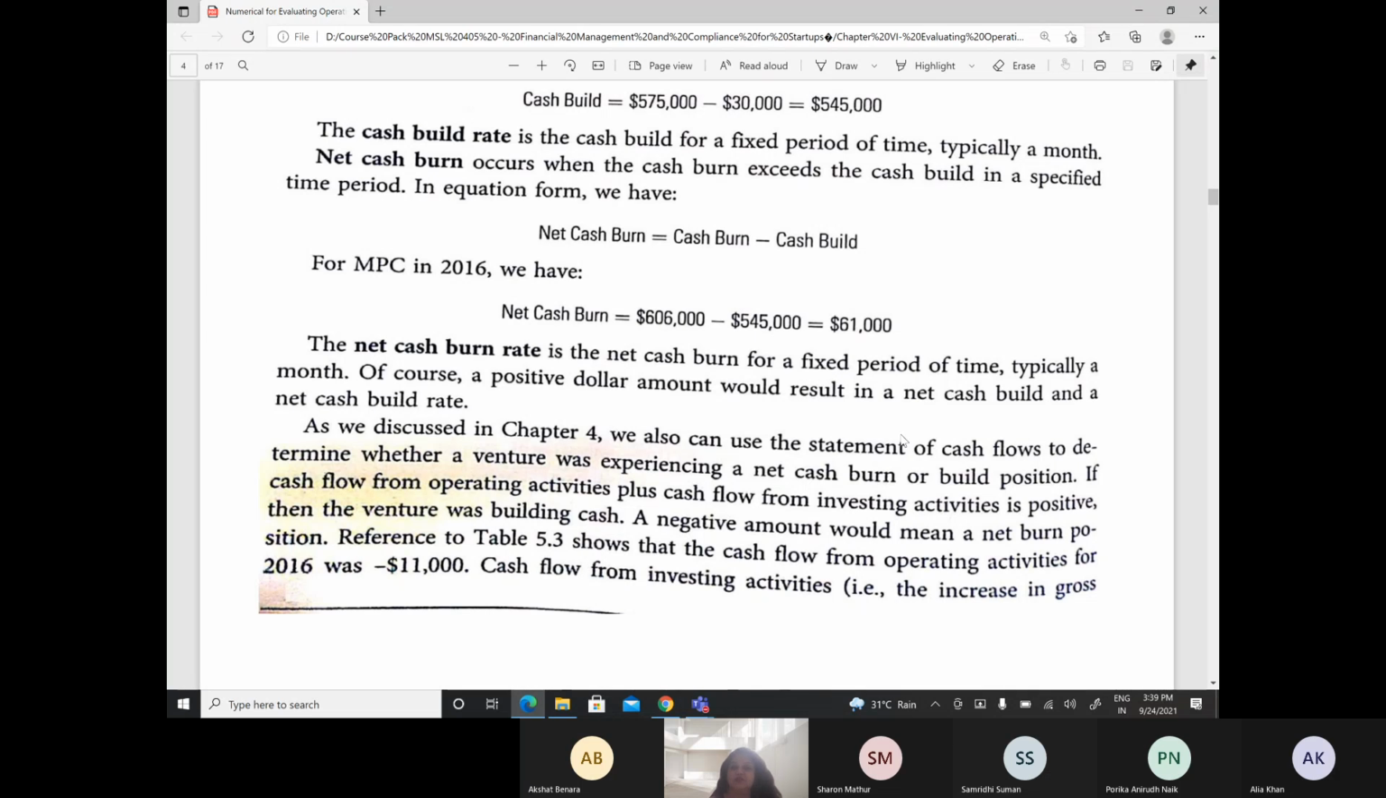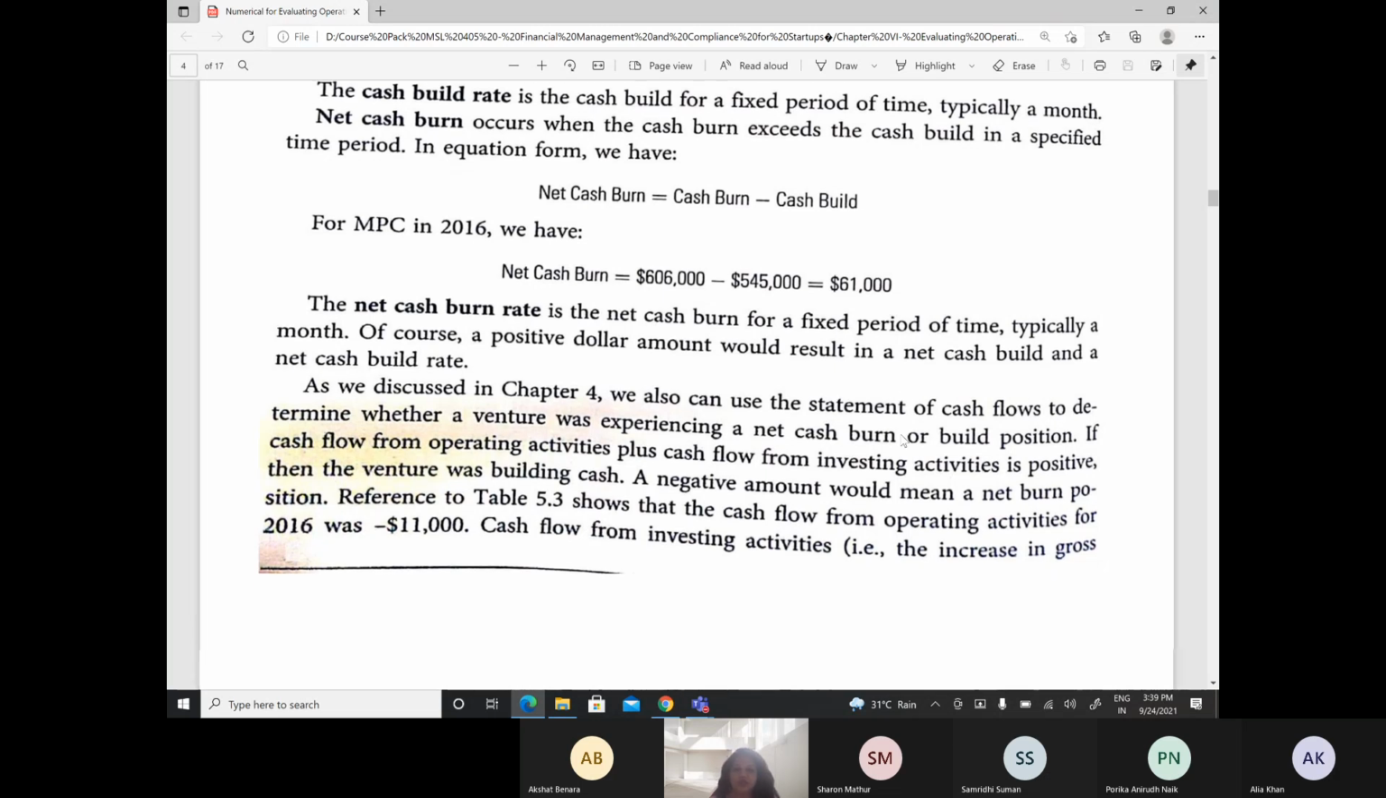Net cash burn occurs when the cash burn exceeds the cash billed in a specified time period. So in equation form, net cash burn is equal to cash burn minus cash billed. And typically for startups, this is the case. They have a net cash burn. Okay, so here also we see the same. The net cash burn is $606,000 minus $545,000, which is equal to $61,000.